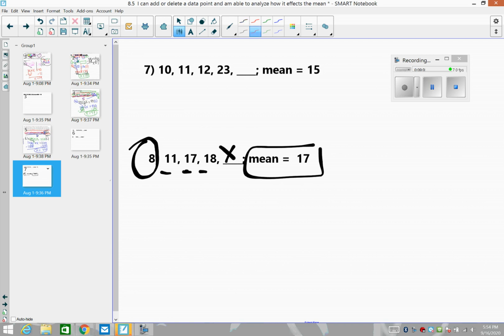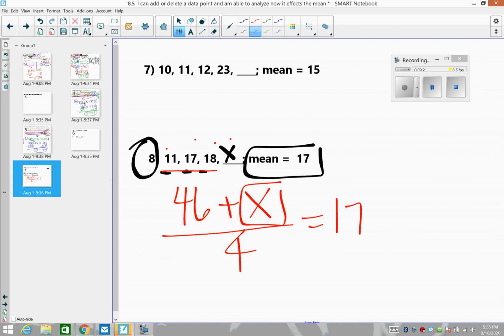All right, here we go. Unpause the video. Hopefully you did okay. So if we add these up, that would be 11 plus 17 plus 18, which gives me 46 so far. 46 points so far, plus one more test score. And we're going to divide by 4 scores once we figure out what this one is. That has to average 17.